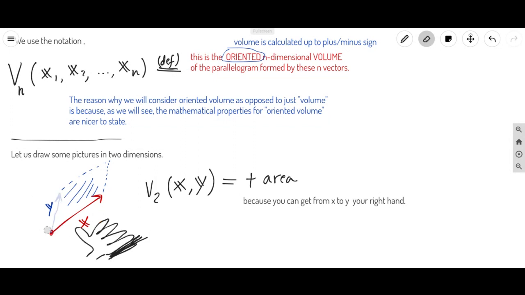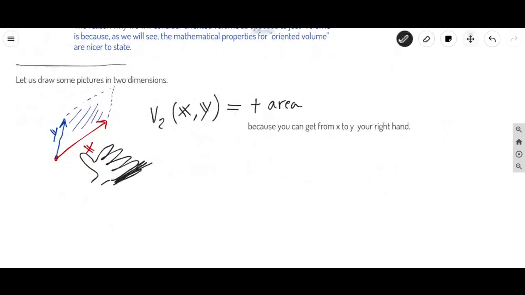Your thumb is pointing in the positive direction. That's the whole point. It is pointing up, in the positive direction. So you can reach y starting from x in the positive direction. Now, if you do this backwards, if you reverse it and write v2 y comma x, then you would get the negative area. So you're still calculating the area, but the orientation here will play a role and you get the negative number.